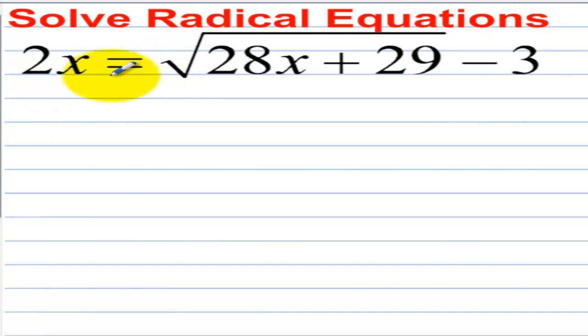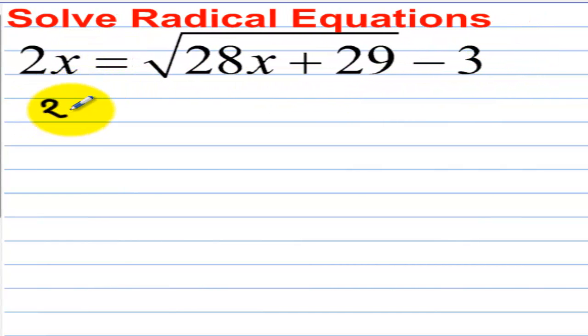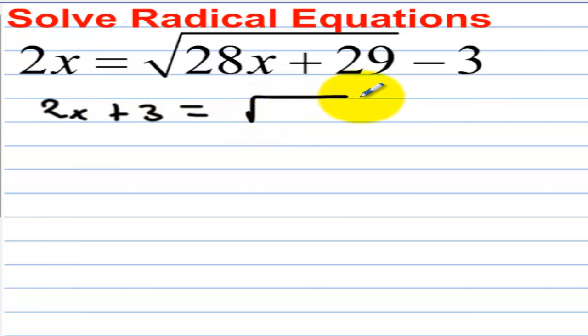Solve radical equations. Here we have 2x equals the square root of 28x plus 29, and then minus 3 on the outside. The first thing we have to do when solving radical equations is isolate the radical. We're going to do that by adding the 3 over. So we have 2x plus 3 equals the square root of 28x plus 29.